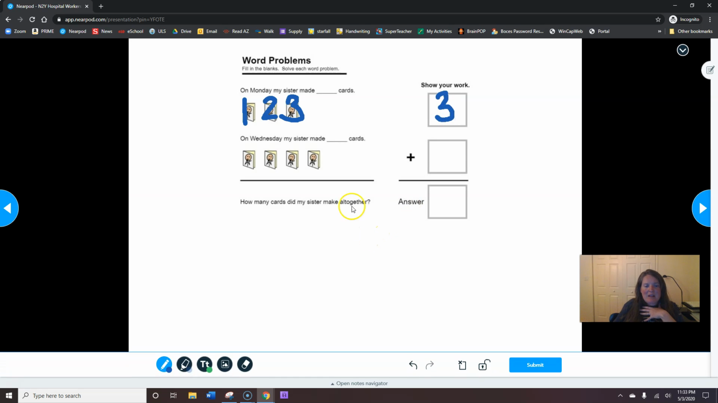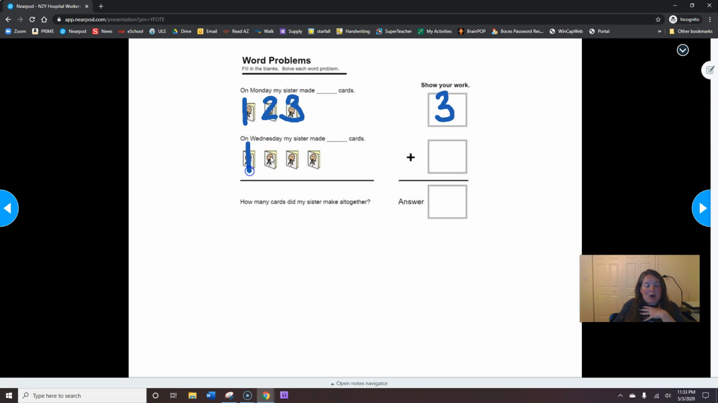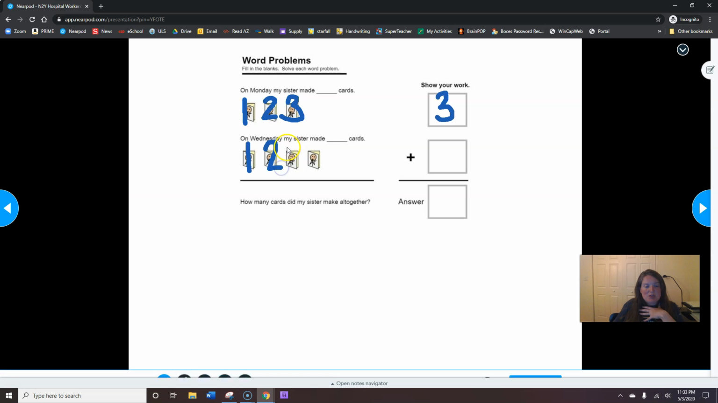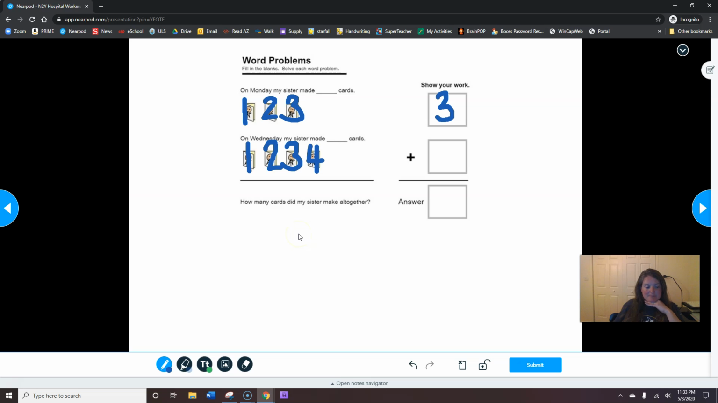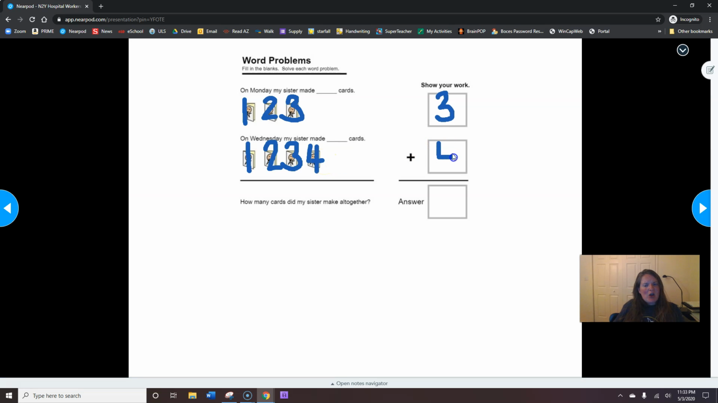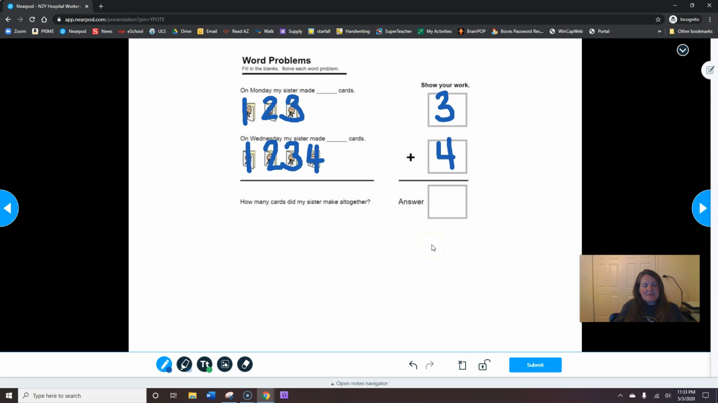3. On Wednesday, my sister made blank cards, so I have to label 1, 2, 3, 4. I labeled 4. Now I want you to count with me. 1, 2, 3, 4. How many cards did she make Wednesday? 4.